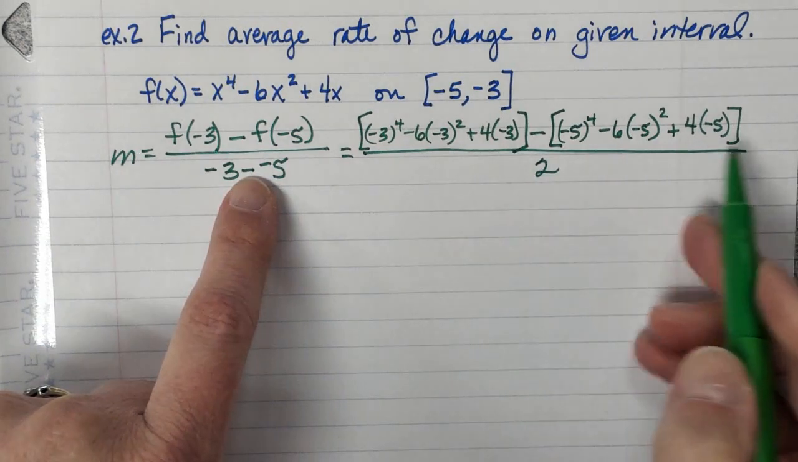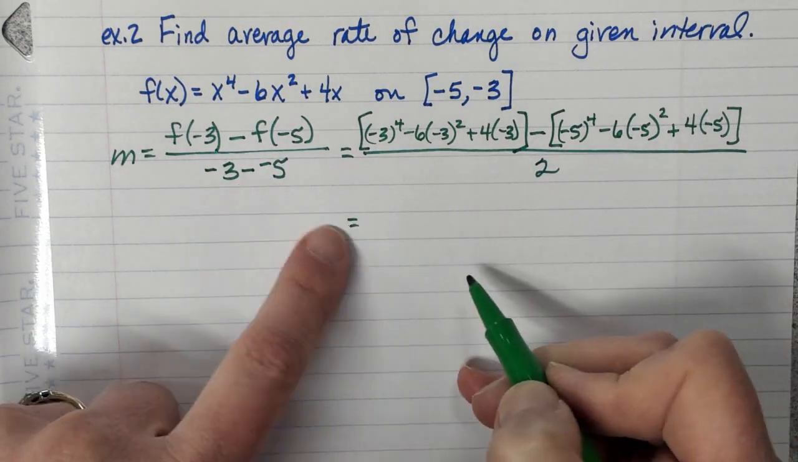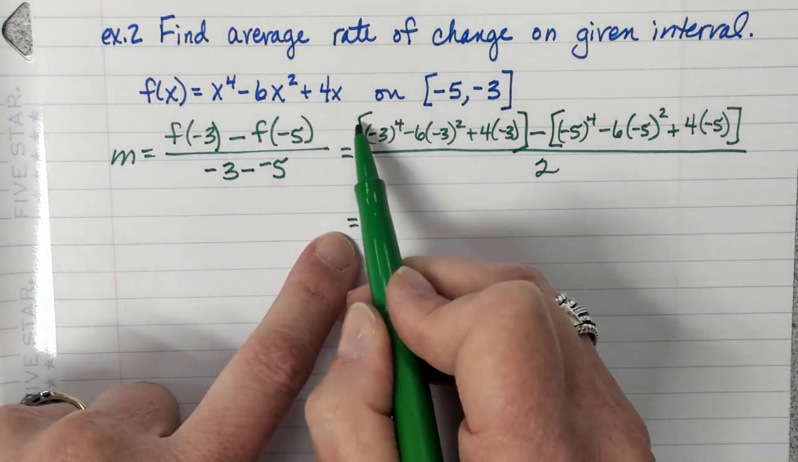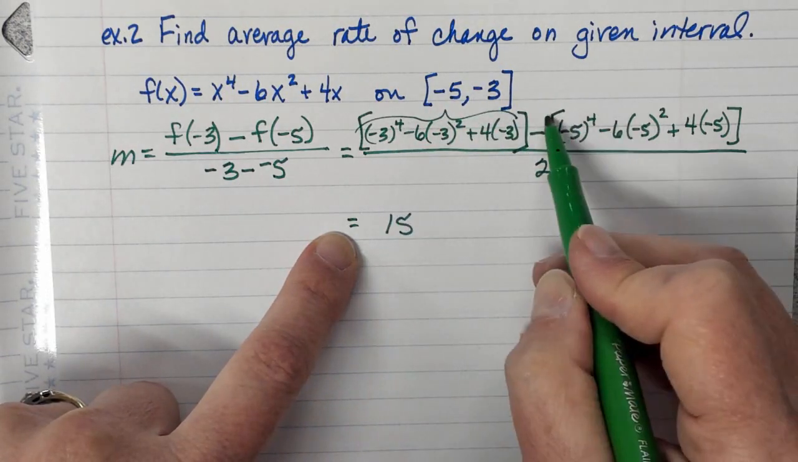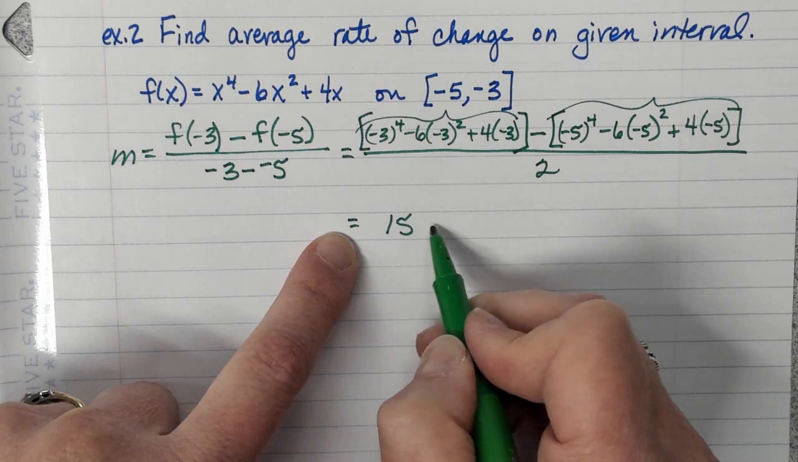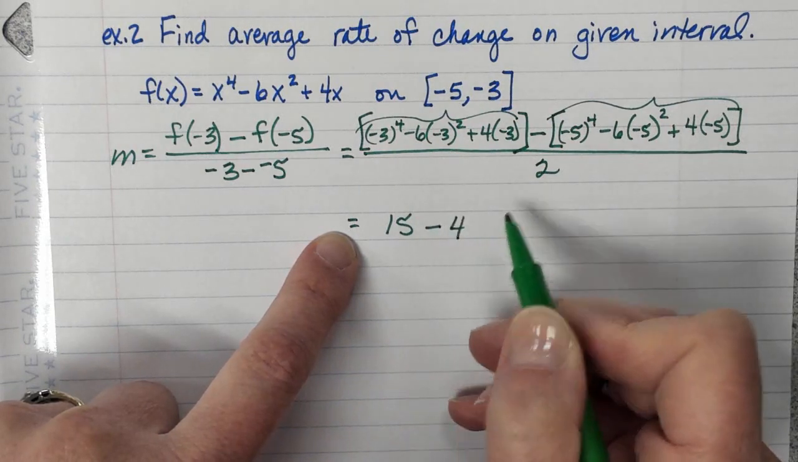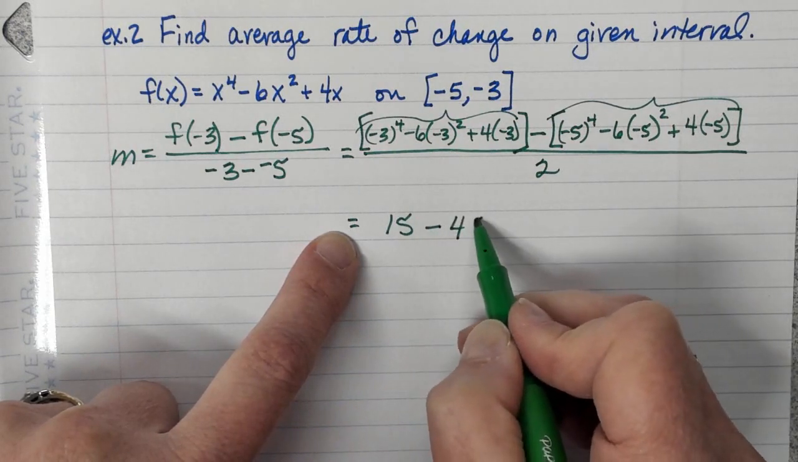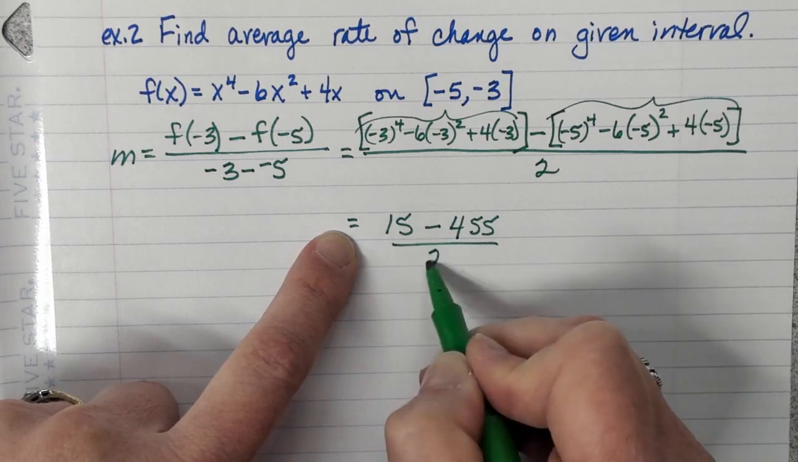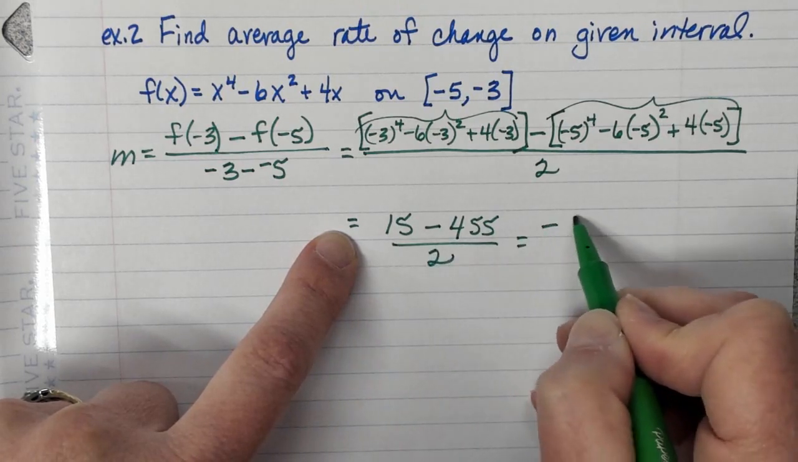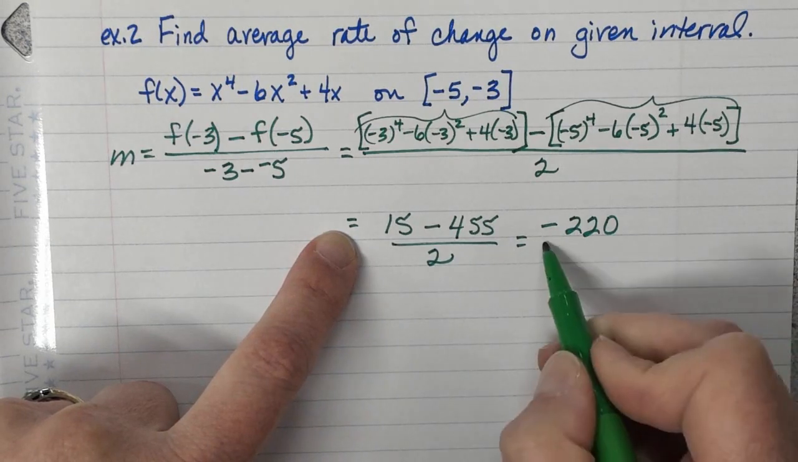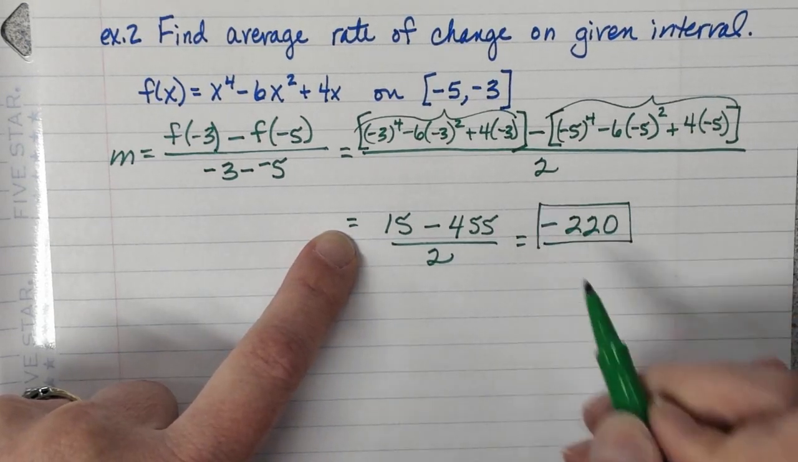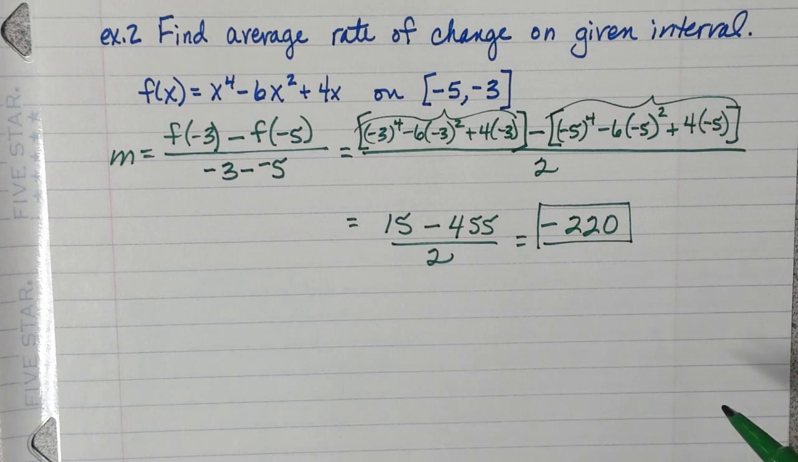And now I can do all of this algebra, and I can determine that this right here is going to be 15, and this is minus 455, all divided by 2. It's going to give me a negative 220 average rate of change. Does that make sense? Yes, it does, from our estimation.